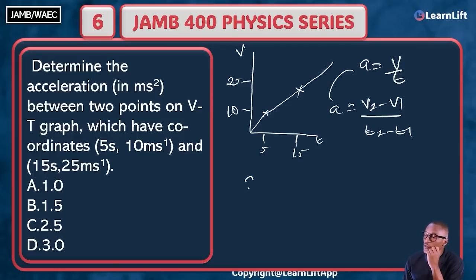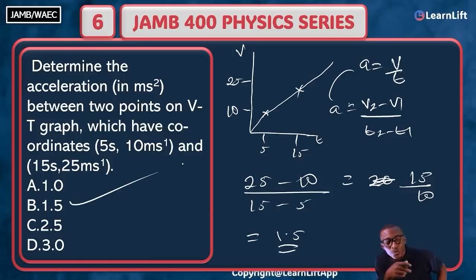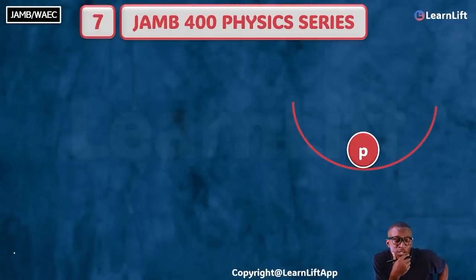So from here now, that will be equals 25 minus 10, all over 15 minus 5. Now, these questions are cheap. Sorry, that will give us 15 all over 10. And if you check here very well, this will give us 1.5. And 1.5 is your option B. Very simple. Quickly, let's take the next question if you say you understand that.